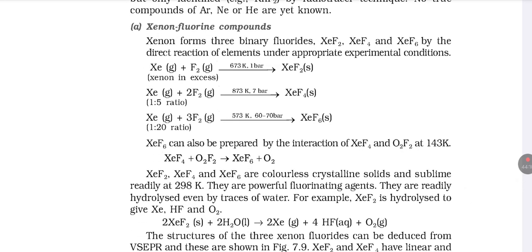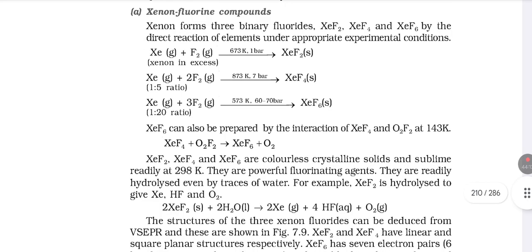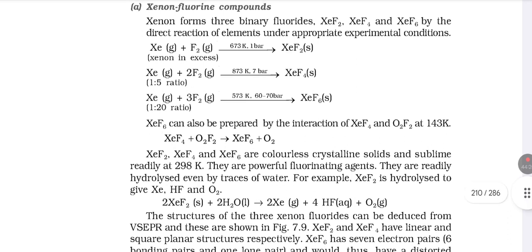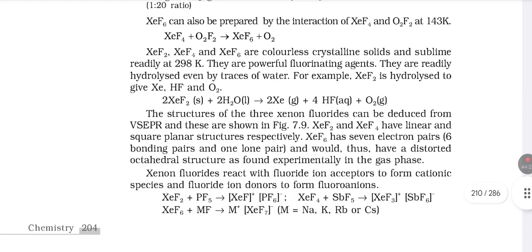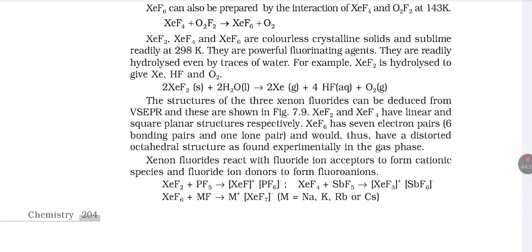Xenon fluoride compounds. Xenon forms three binary fluorides, XeF2, XeF4, XeF6, by direct reaction of the elements under appropriate experimental conditions. These are colorless crystalline solids and sublime readily at 298 Kelvin. They are powerful fluorinating agents. They are readily hydrolyzed even by traces of water.